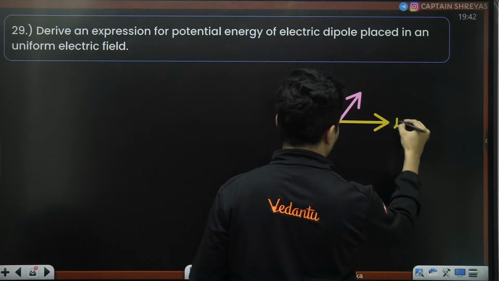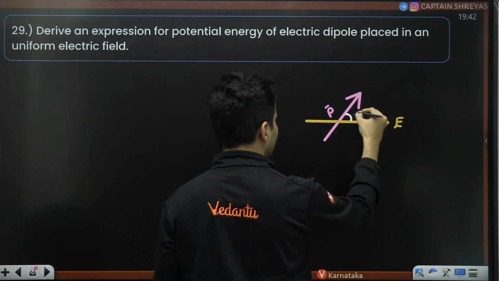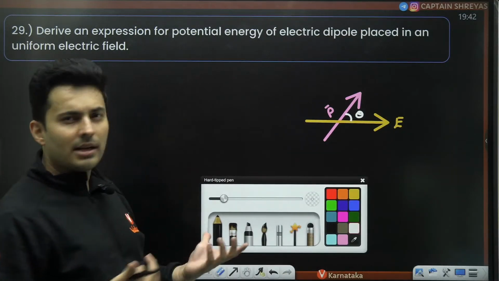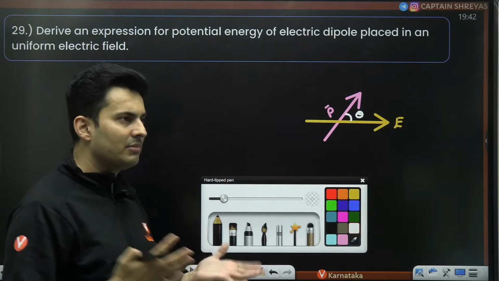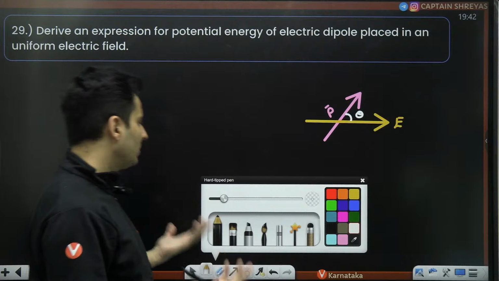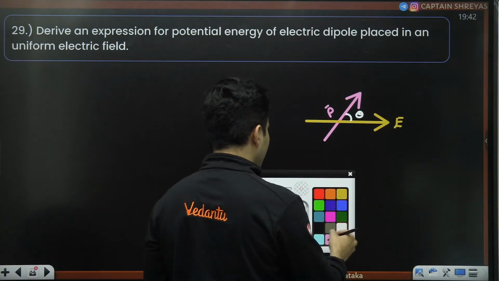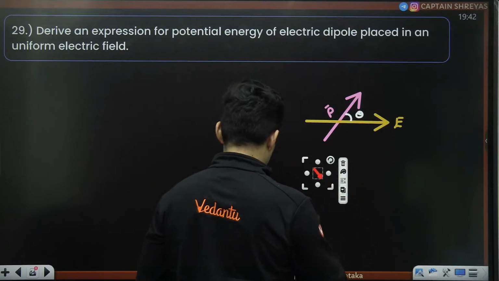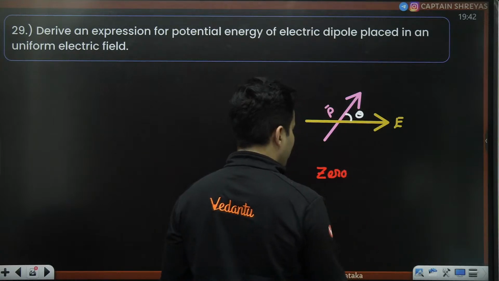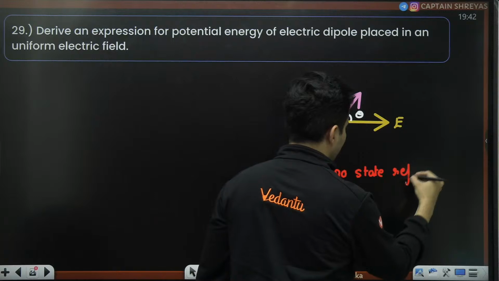This is your electric field, and they make an angle between them. Let's say I call it theta. Now whenever we define electrical energy, we need to define some state as zero energy, and all the energy should be mentioned with respect to that. So usually we define something called a zero energy state, for reference purposes.